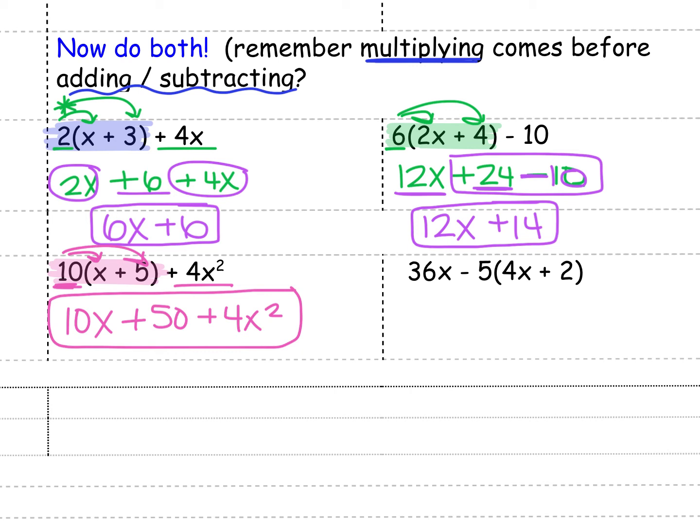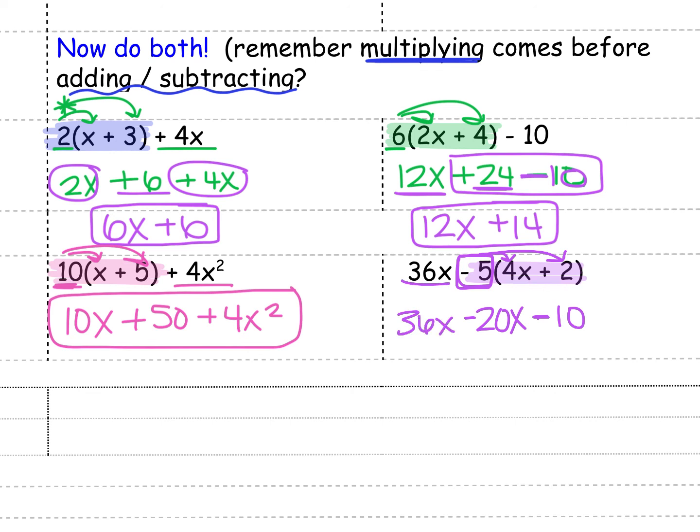And then our last one is definitely a trick problem. And let's talk about why. I'm distributing in this second part. We always take the sign ahead of the number to go with it. So I'm actually distributing a negative 5. So I have negative 5 times 4, which is negative 20x, and negative 5 times 2, which is negative 10. And I need to put this 36x out front again.